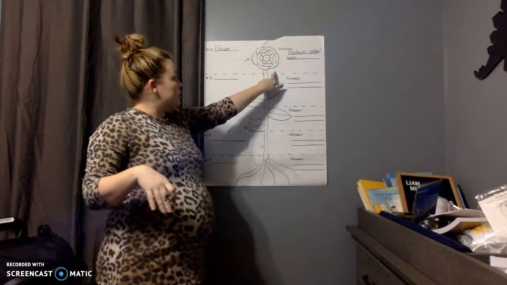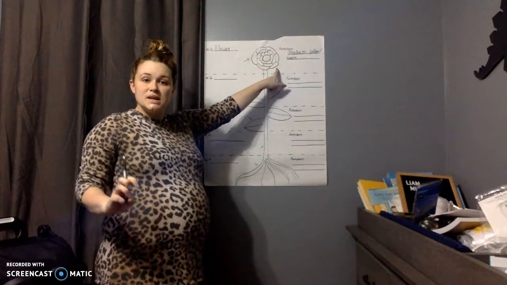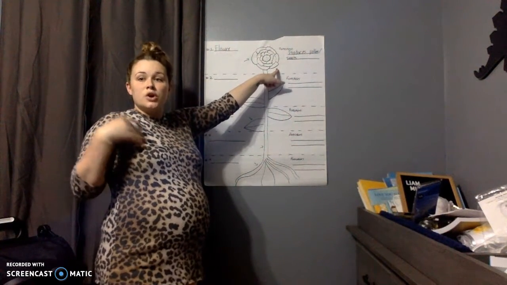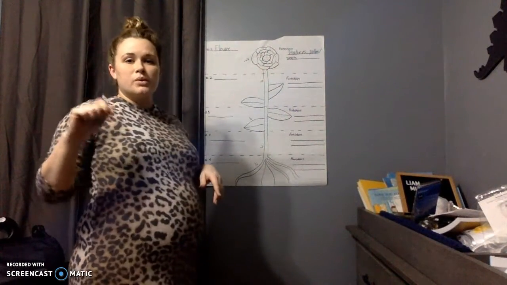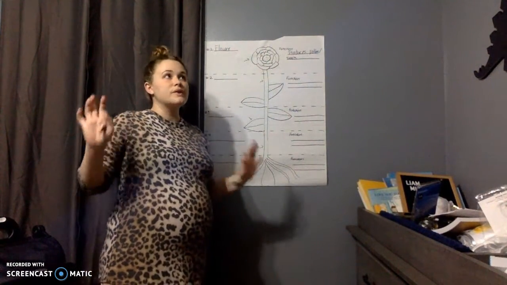So we have our flower part, and that's usually the pretty one we see. I prefer, I think yellow flowers would be my favorite. How about you turn to your partner really quick and tell them what your favorite color of flower is.